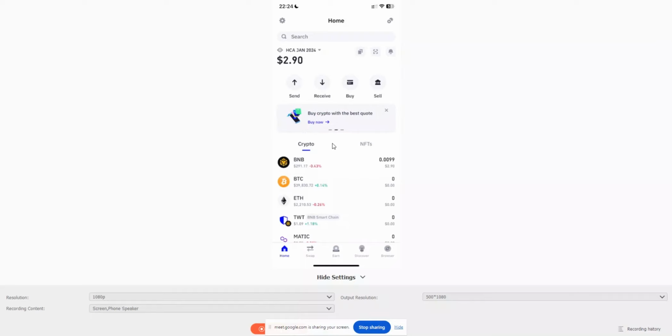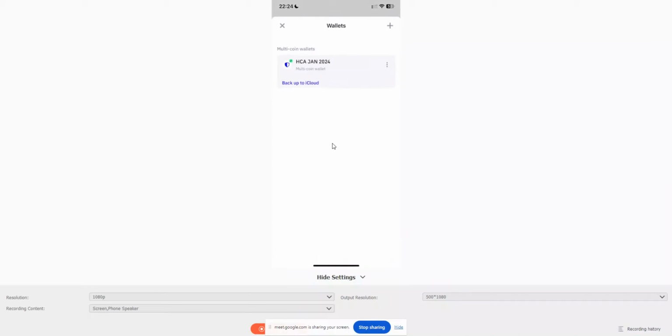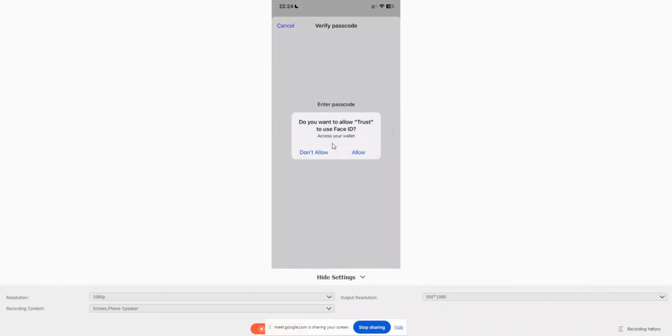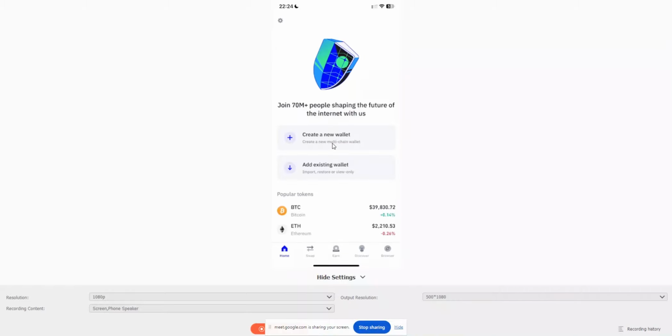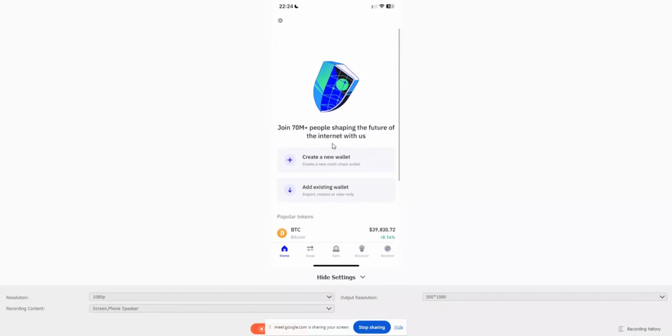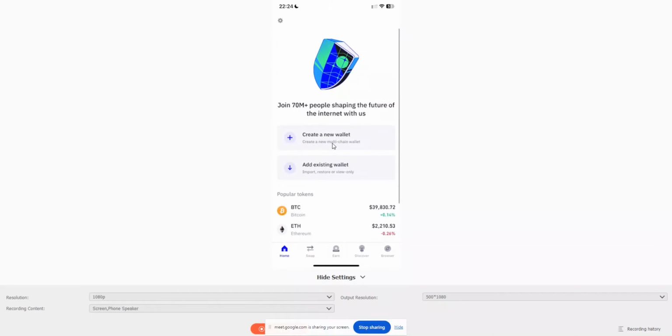Yes. So now, let's say, for example, I delete this wallet, which is what I'm going to do. I'm going to delete this wallet completely, at the top right corner. It's asking me for the password, so it used the Face ID, and it's deleting, and it's gone. So now my Trust Wallet is asking me to create a new wallet or to add an existing wallet, right? Remember, I've deleted a wallet that has funds.